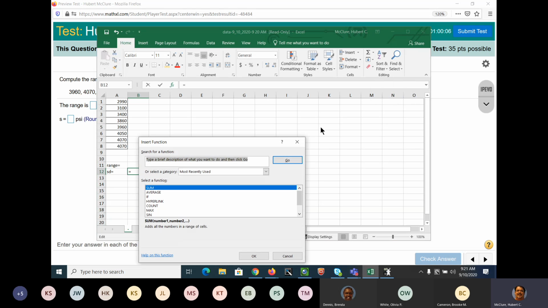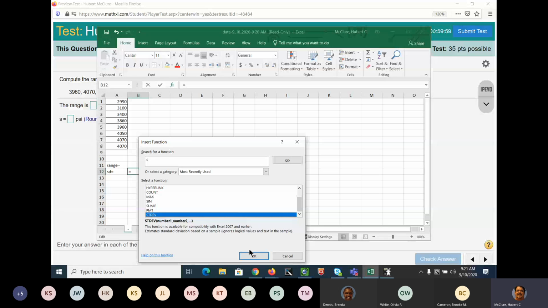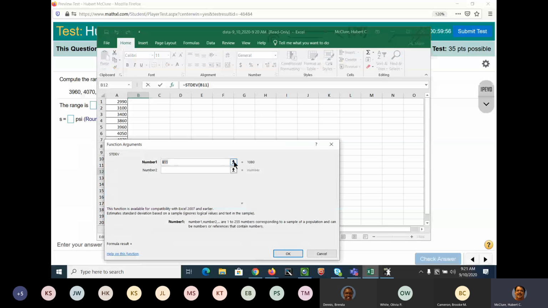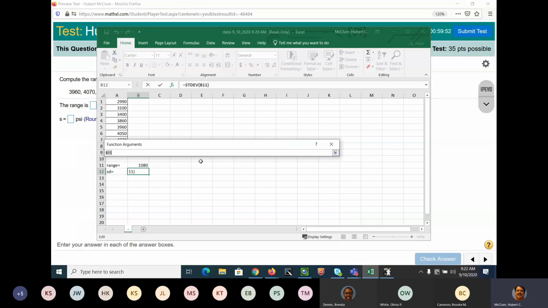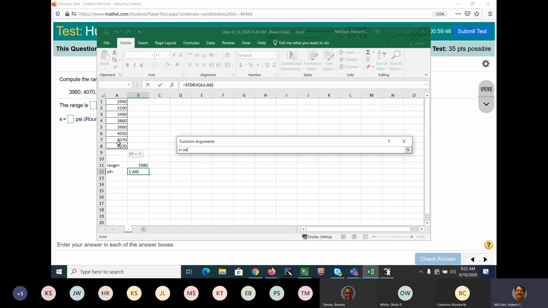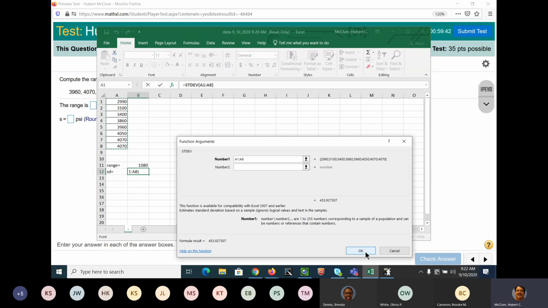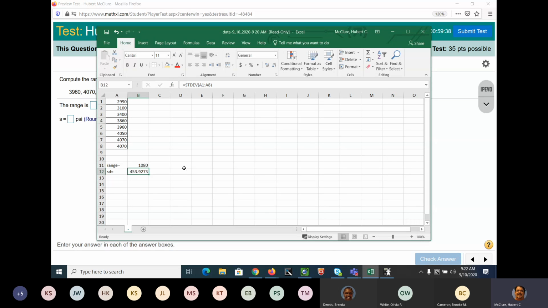And type in S. Well, it's supposed to, okay, there it is. STDEV. And then click on that little scroll right there and highlight these. Move that out of the way. Highlight all this column and hit enter and hit OK. And there is your standard deviation.